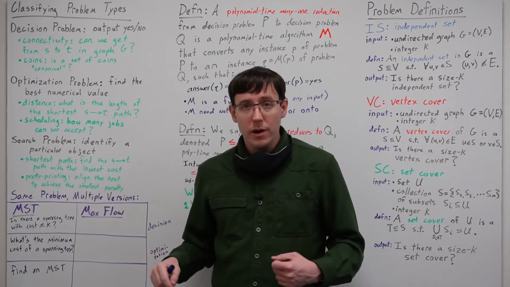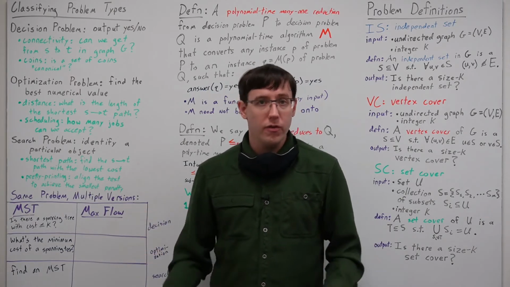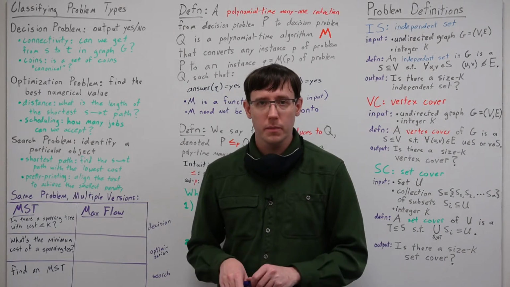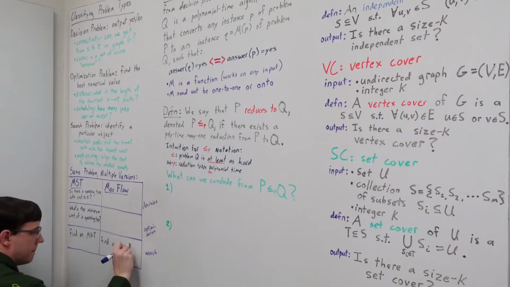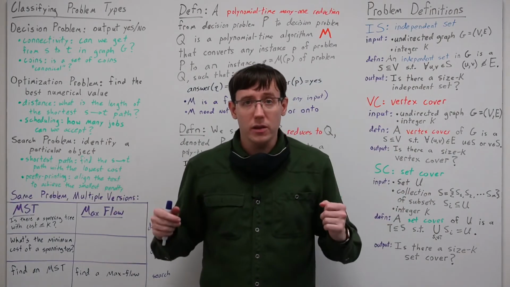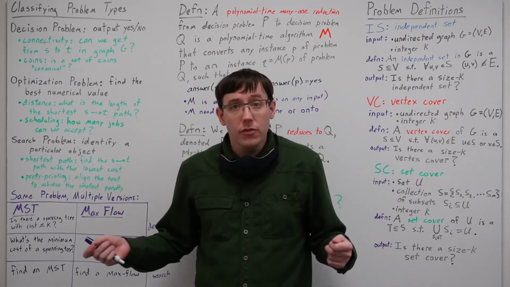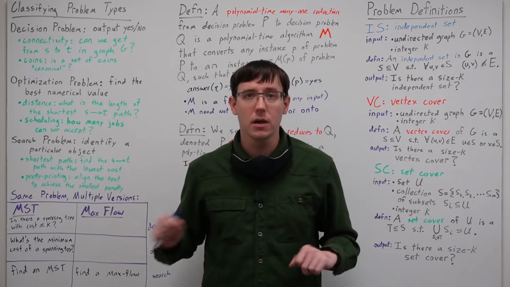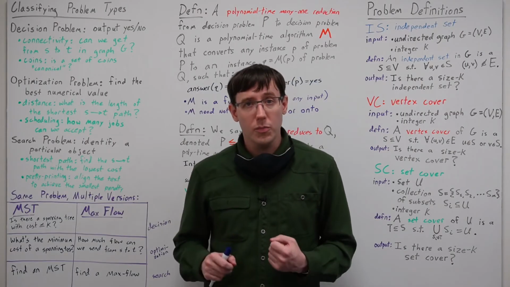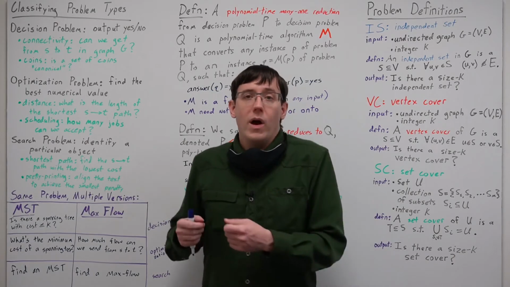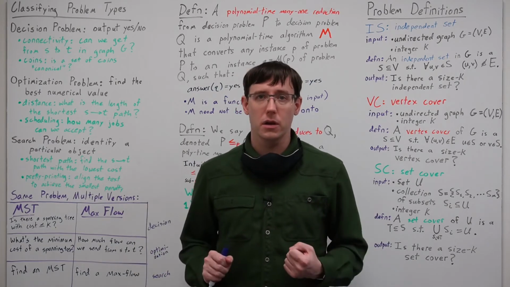For max flow, our standard formulation of the problem was to find a flow function with maximal value, and so that would qualify as a search problem. But since we are trying to maximize the value of the flow, the natural optimization problem is how much flow could be pushed from S to T. And in terms of a decision problem, we might be interested in whether it is possible to send a given amount of flow from the source to the sink.